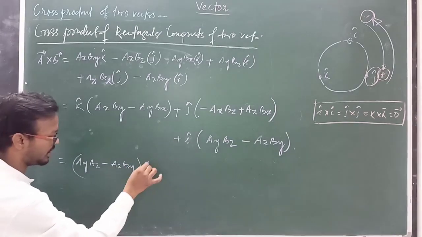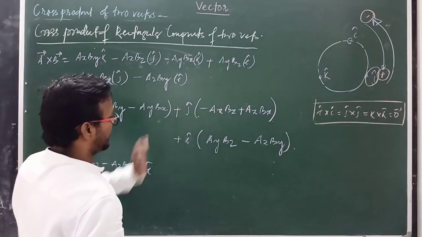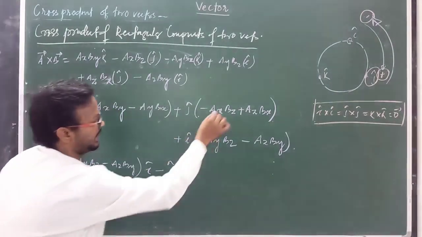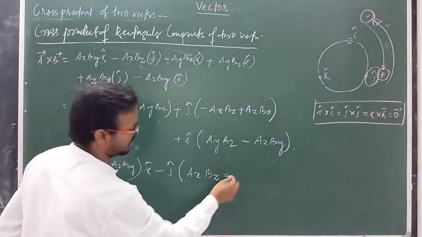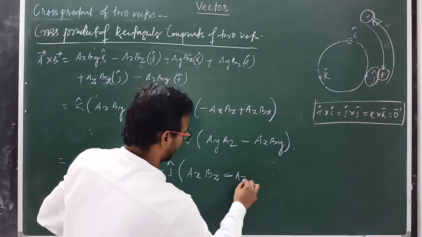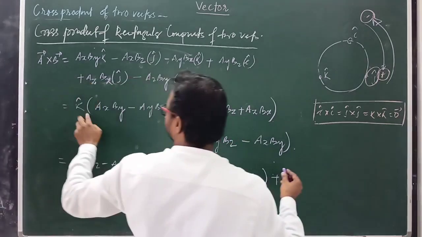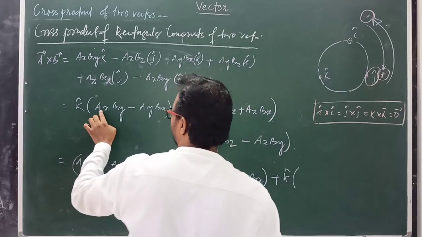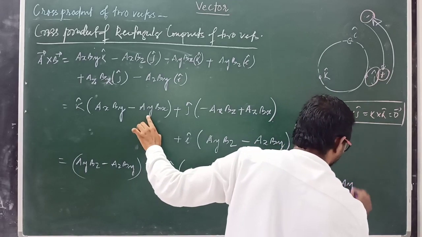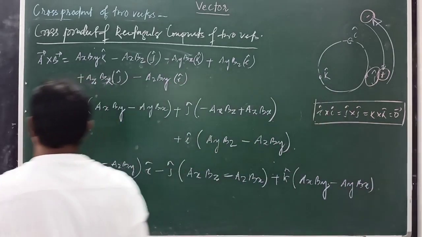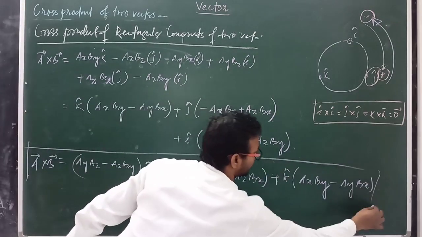And here minus, if you take minus sign common then minus j cap into you can write ax bz minus, if you take minus sign common then it will be minus az bx, plus k cap. So k cap equal to ax by minus ay bx. This is the final term, means A cross B vector is the final relation.